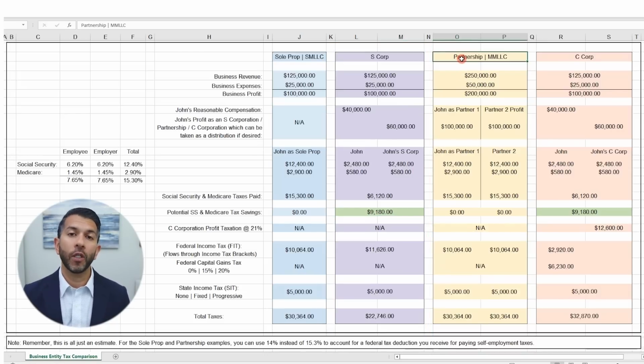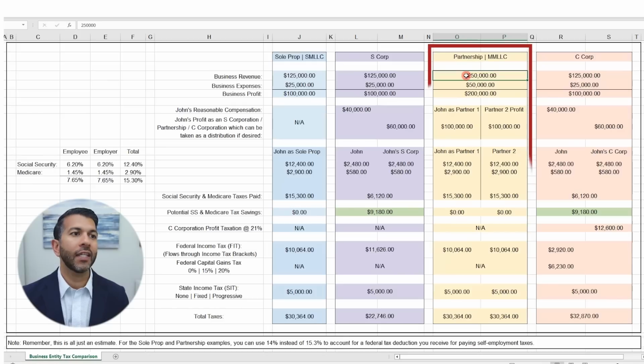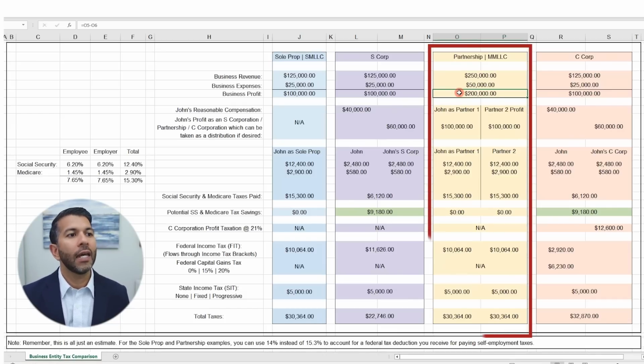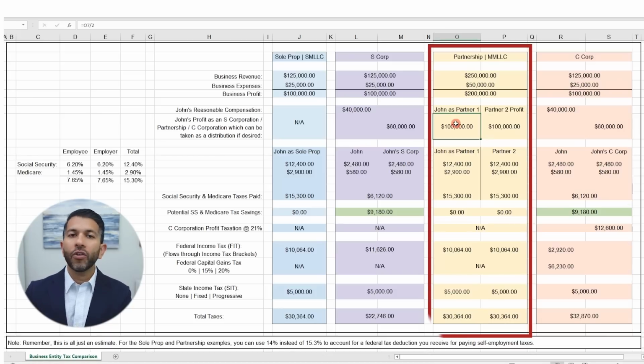Let's look at the partnership, okay? Again, multi-member LLC, you've got two partners. What I did here is I increased the dollar amounts. I said, let's say your revenue is $250,000, your expenses were $50,000, so you're left with $200,000 in profit. The reason why I increased the numbers is that we're going to have two partners, right? You're going to have John as partner one, and then a second partner. So I wanted to have an apples to apples comparison.